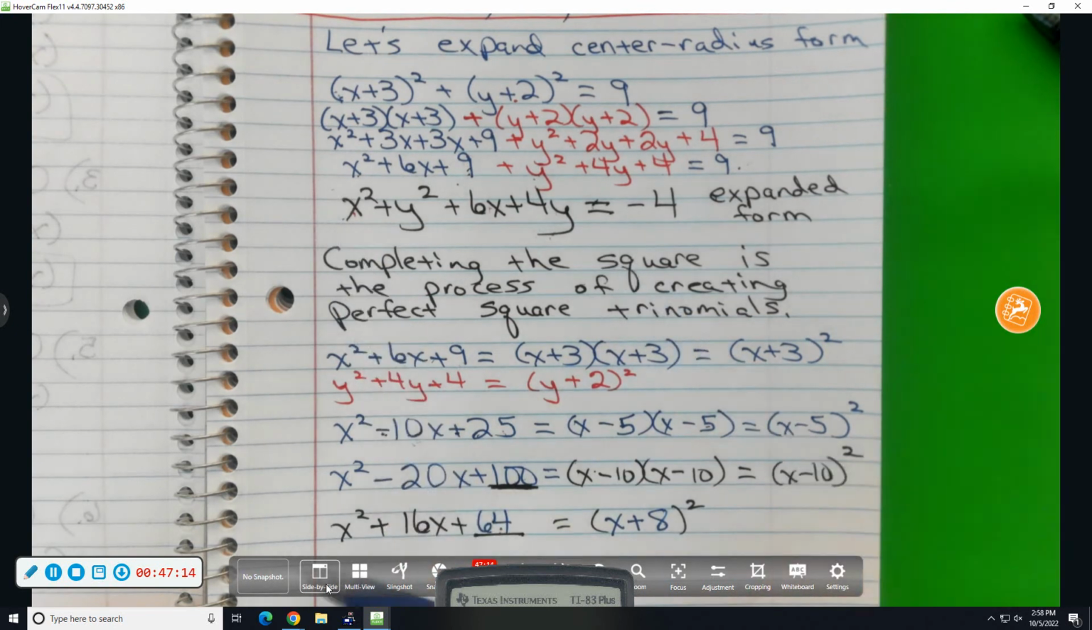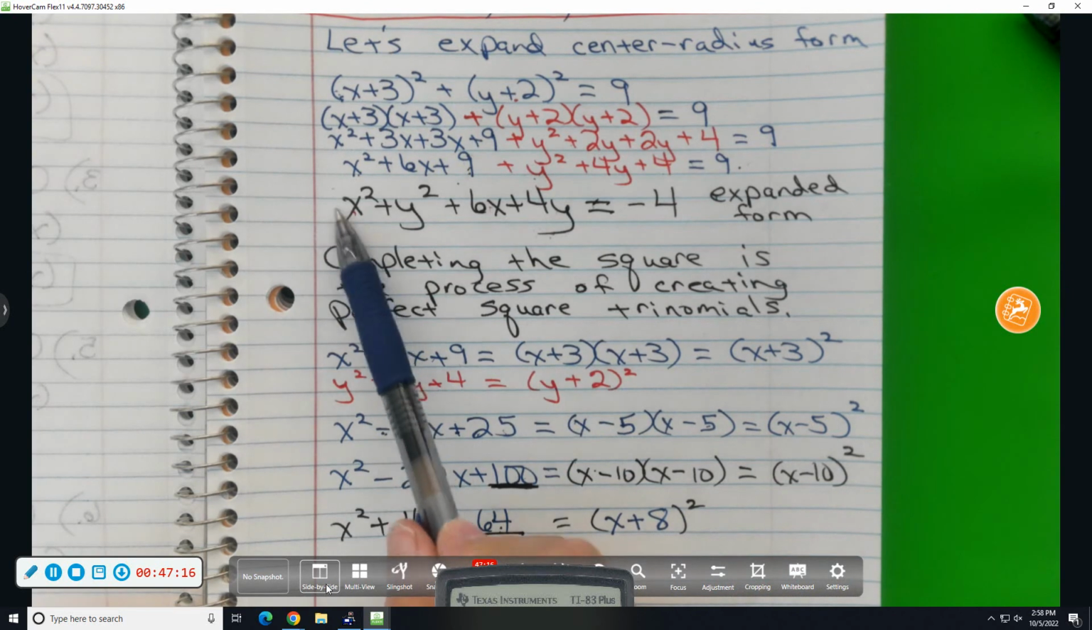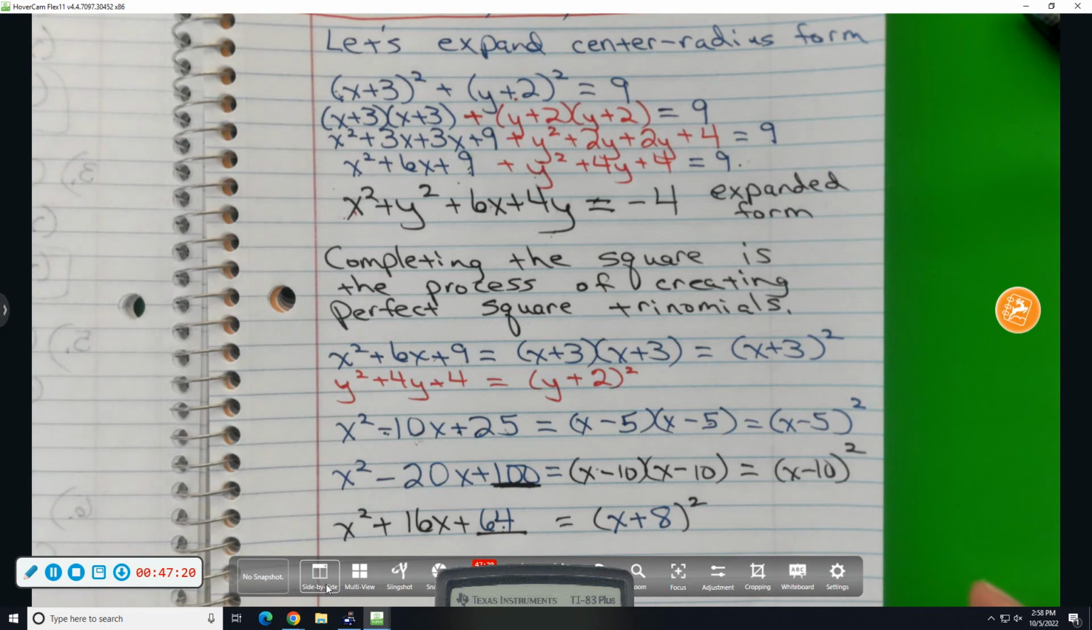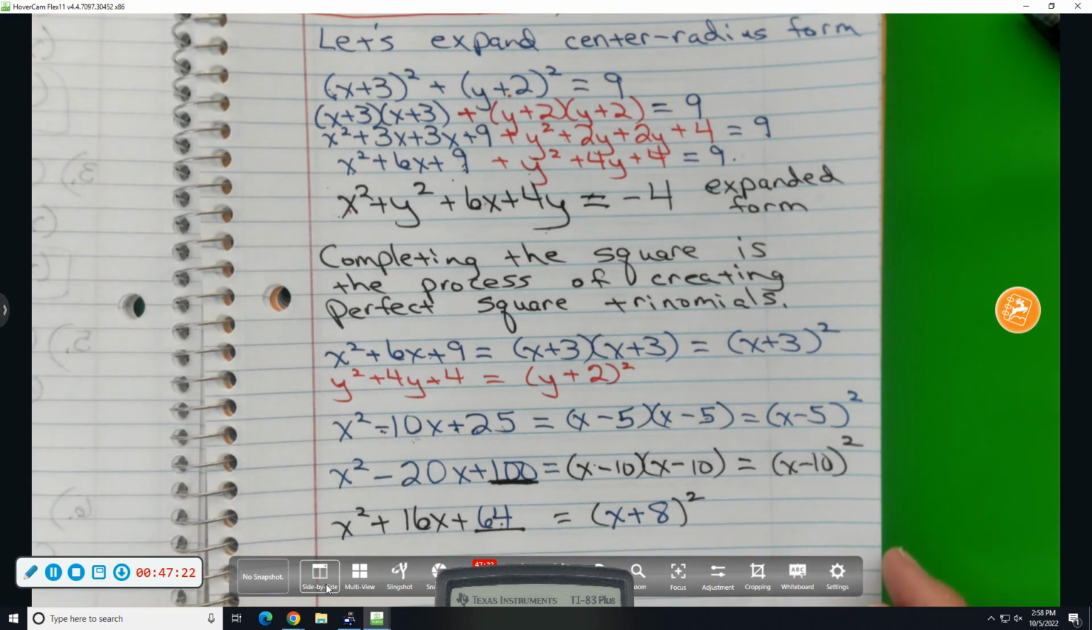So this process doesn't work if those square coefficients aren't 1. Well, suppose they weren't 1. Suppose it was a 2 or 3. We'll see a way to get around that.